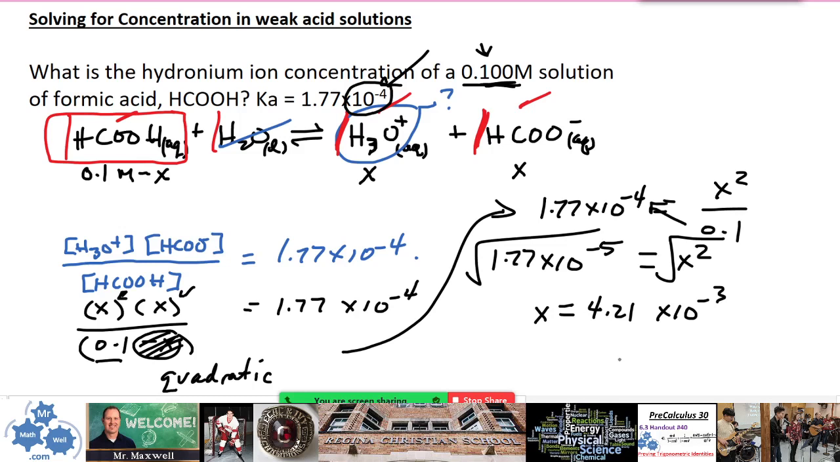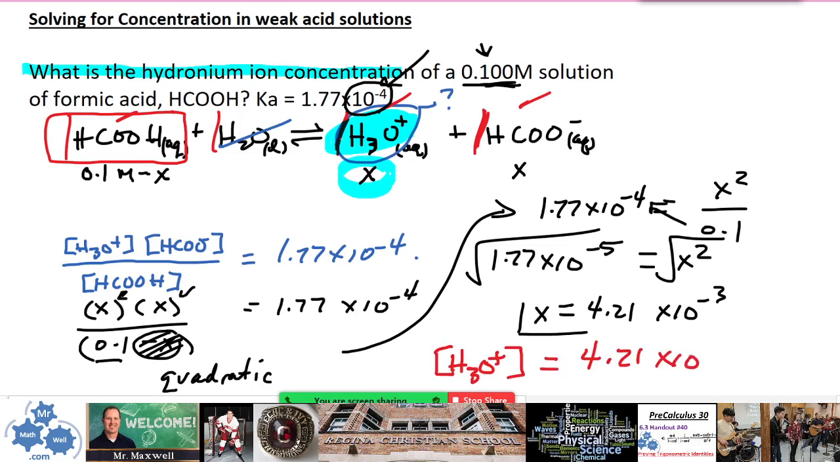Okay, so very similar to KEQ, this is Ka for weak acid, and when you get to this point, you should double check and reread your question and make sure that you know what the question is asking for. What is the hydronium ion concentration? So we're looking for the concentration of this right here, which happens to equal X. So you finish off your question by saying H3O plus concentration is 4.21 times 10 to the negative 3. And when we do these calculations, this is in moles per liter.